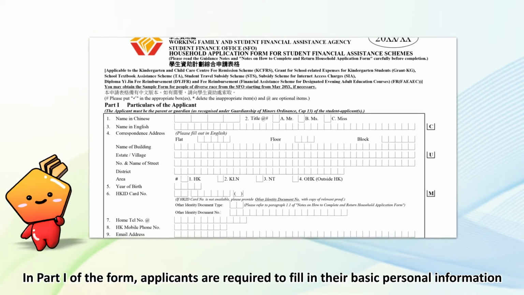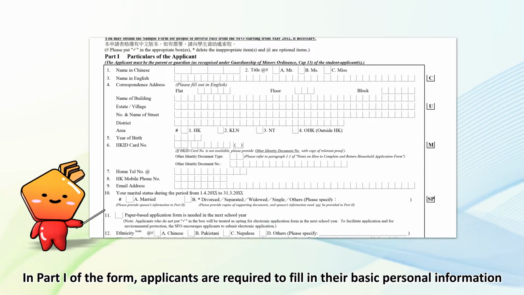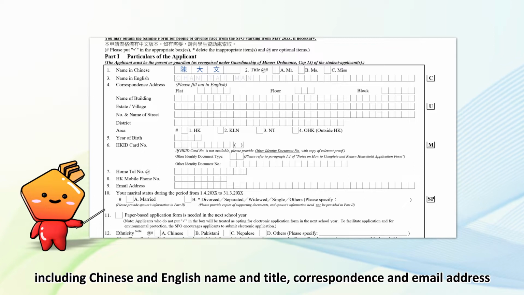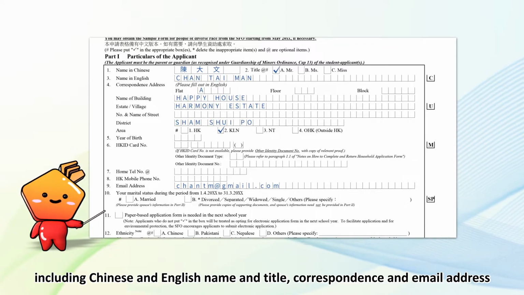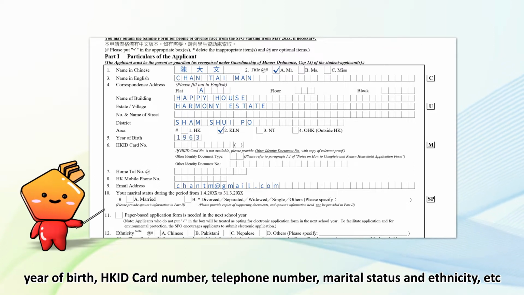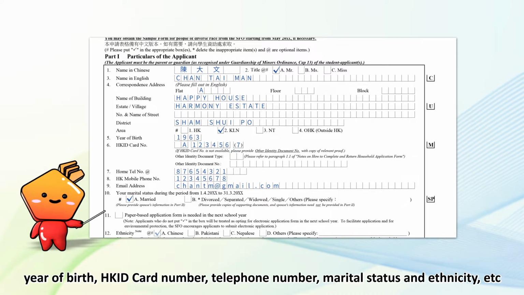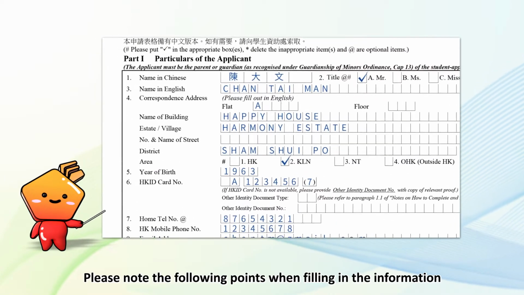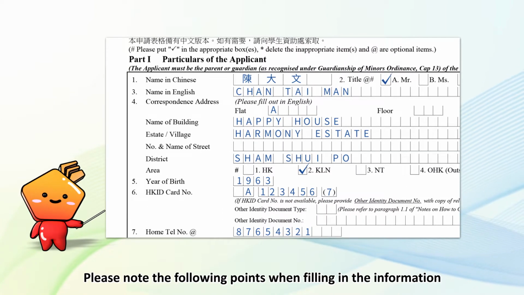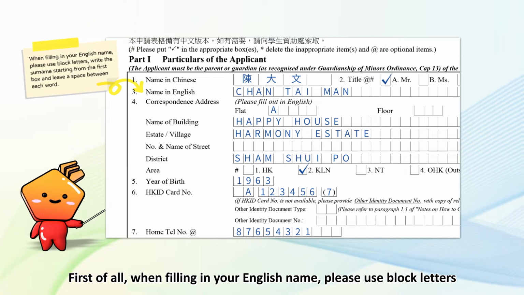In Part 1 of the form, applicants are required to fill in their basic personal information, including Chinese and English name and title, correspondence and email address, year of birth, Hong Kong ID card number, telephone number, marital status, and ethnicity, etc. Please note the following points when filling in the information. First of all, when filling in your English name, please use block letters.